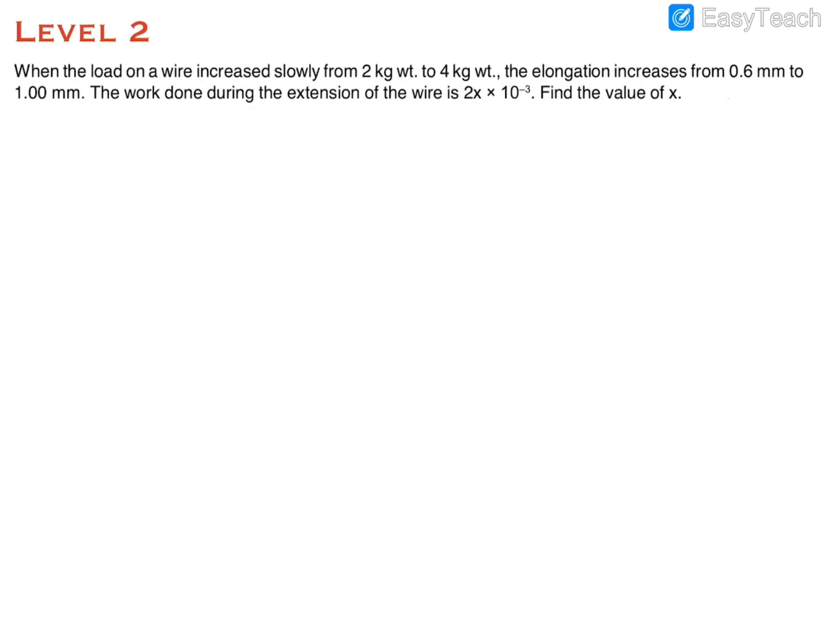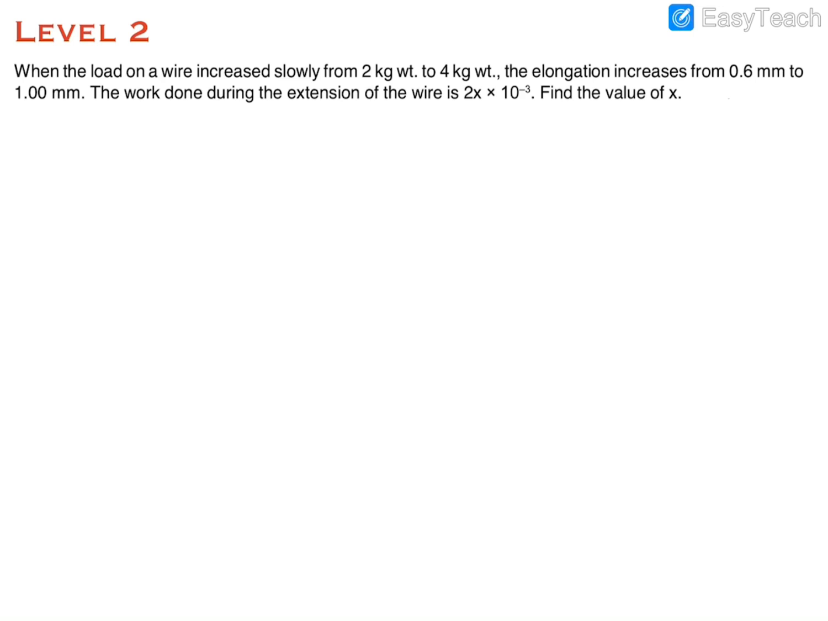In this question, it is given that when we loaded a wire with 2 kg weight, the elongation was 0.6 mm, and when we increased the final weight to 4 kg weight, the elongation becomes 1 mm. So we have to find out the work done in extending this wire from 0.6 to 1 mm.